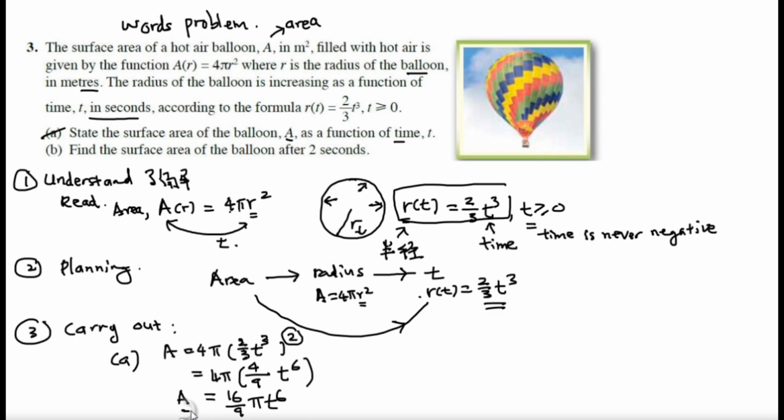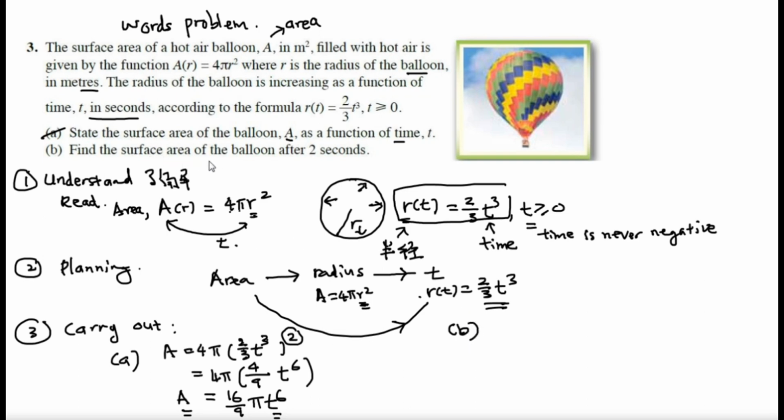Finally, we express A in terms of time t. This is one of the examples where we apply a composite function. A is the composite function that consists of radius and also time. Okay, let's move to B.